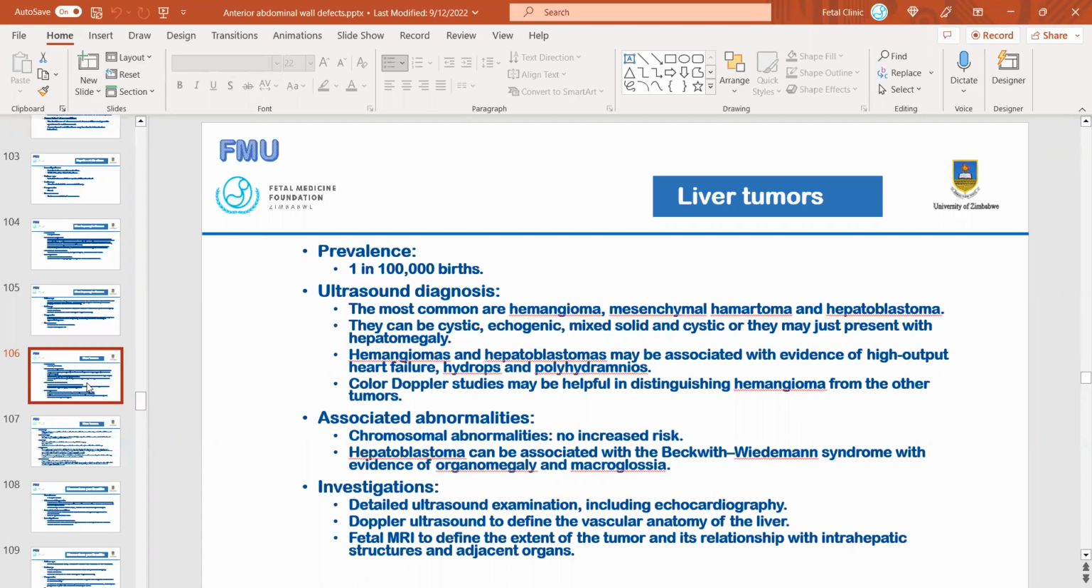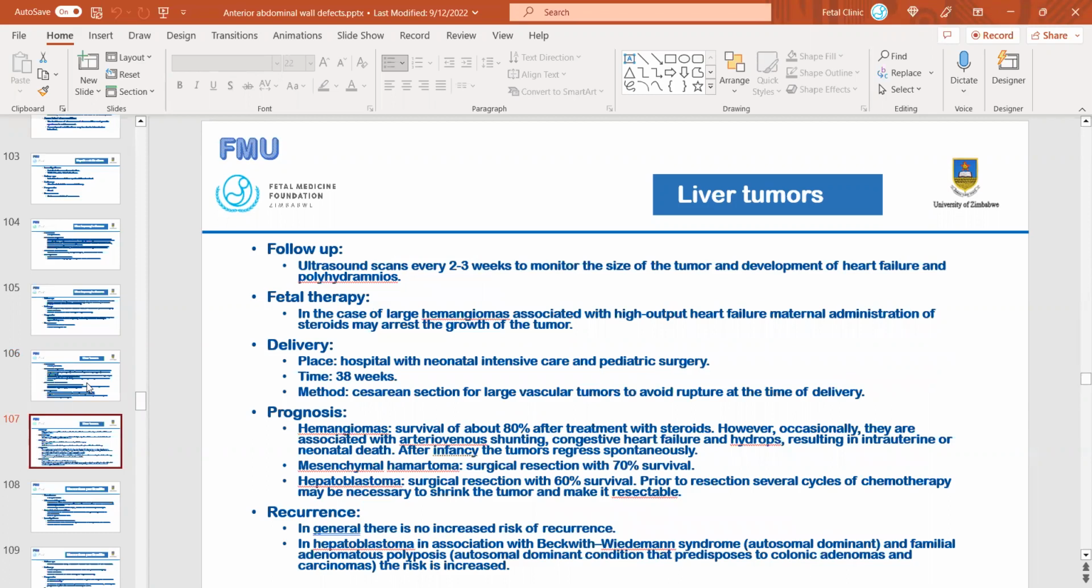Detailed ultrasound scan examination, including echocardiography, is needed, and Doppler ultrasound scan to define vascular anatomy of the liver, and fetal MRI to define the extent of the tumor and its relation with the intrahepatic structures and adjacent organs. Follow-up is every 2 to 3 weeks, to monitor the size of the tumor and development of heart failure and polyhydramnios. In the case of large hemangiomas associated with high output heart failure, maternal administration of steroids may arrest the growth of the tumor. So remember this, that steroids may be used in this kind of situation.